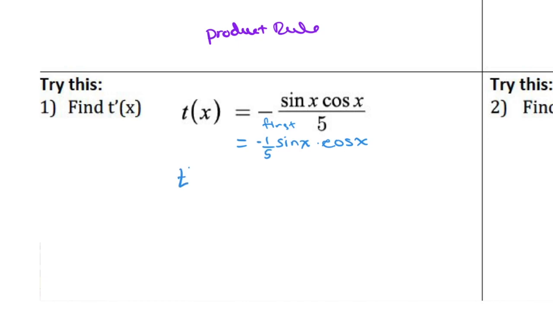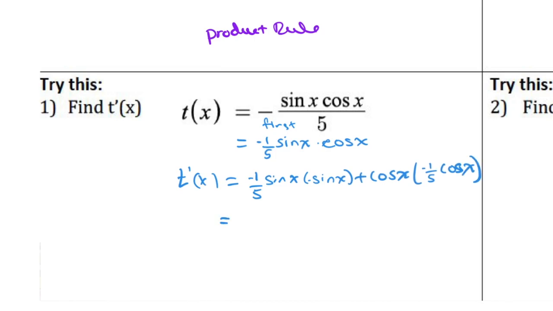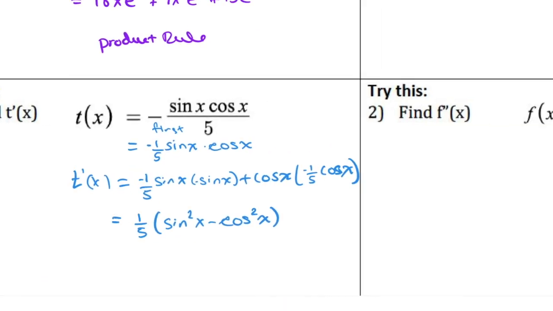Following the product rule, t prime of x is equal to the first times the derivative of the second, which of course is your negative sine of x, plus the second, which is your cosine x, times the derivative of the first, which is negative 1/5 cosine of x. Clean it up just a little bit. Maybe you factor out your 1/5, and you're left with sine squared x minus cosine squared x.